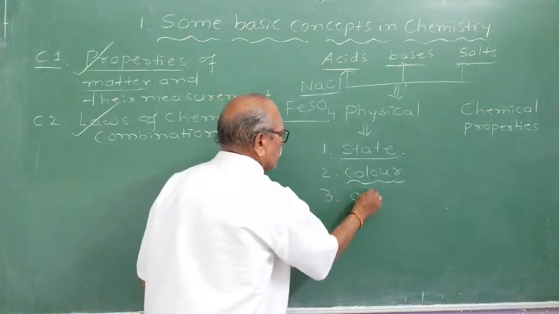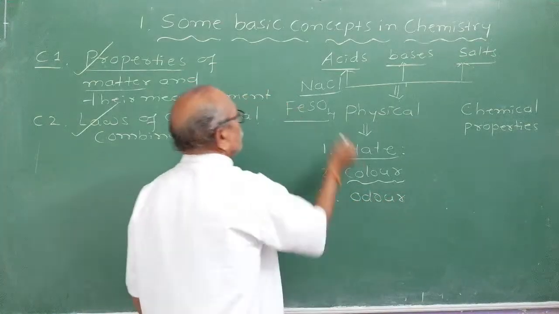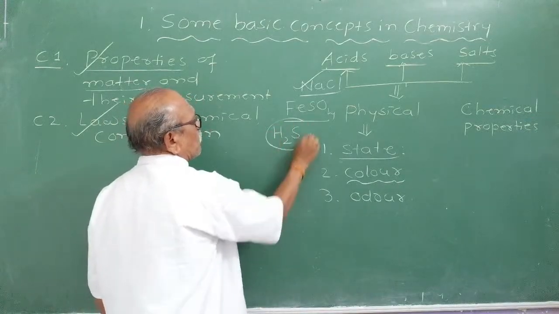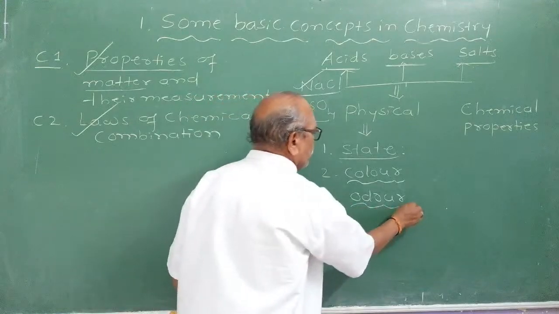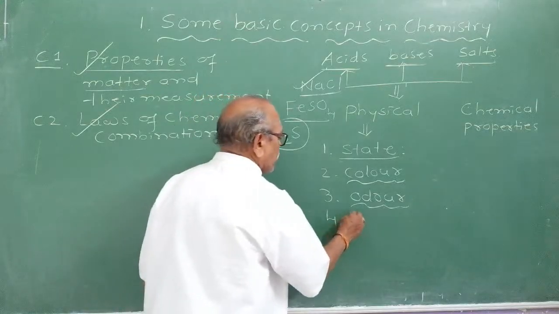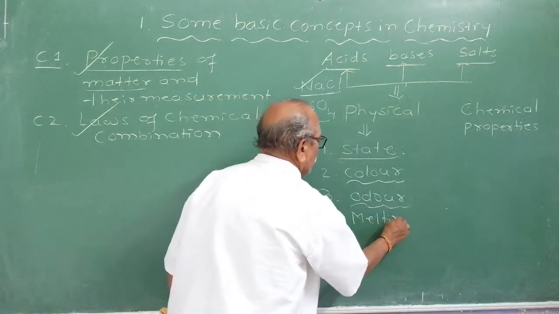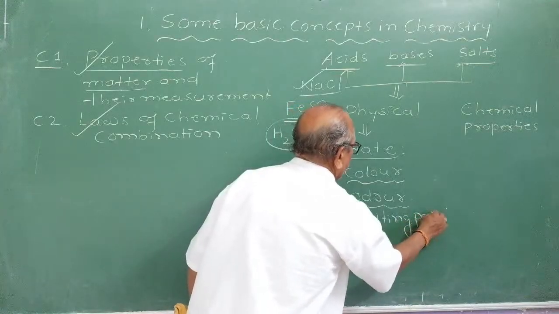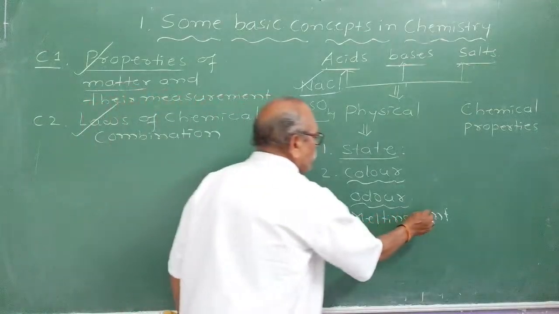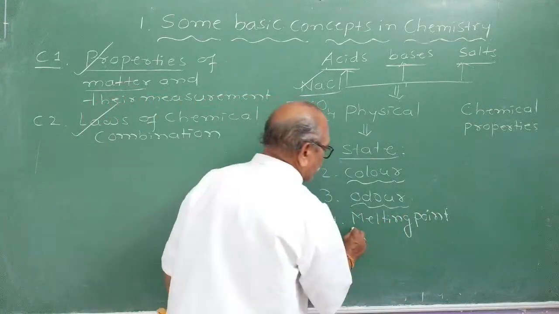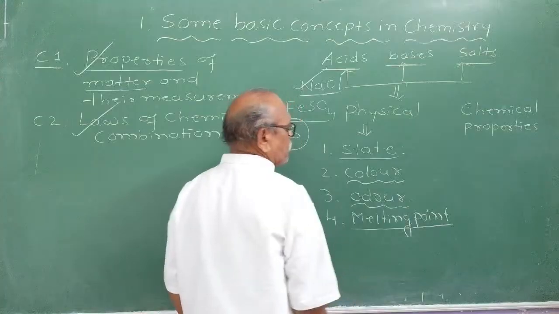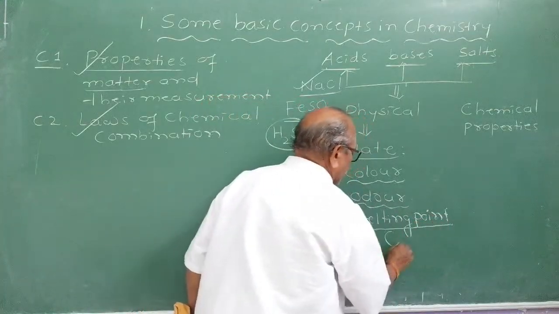And third one is odor, right? Sodium chloride is odorless. If you take hydrogen sulfide, it has a rotten egg smell. It is a physical property. State, color, odor. Then other physical properties are melting point. Every solid will have a melting point, and every solid will be converted from solid to liquid state at a particular temperature. That temperature at which solid is converted into liquid is called the melting point. In short, we write it as MP.